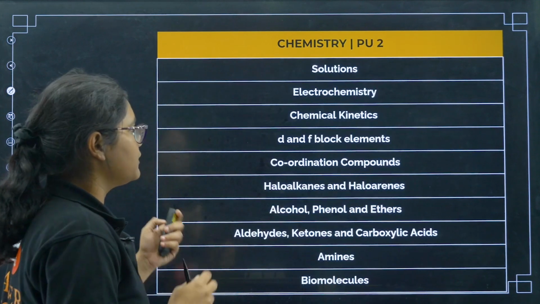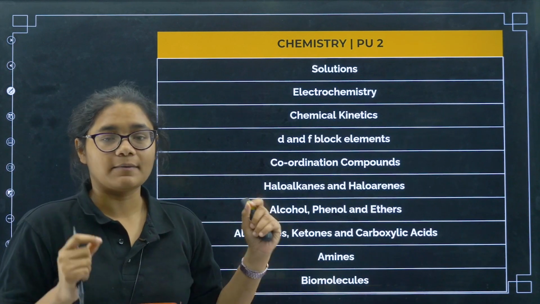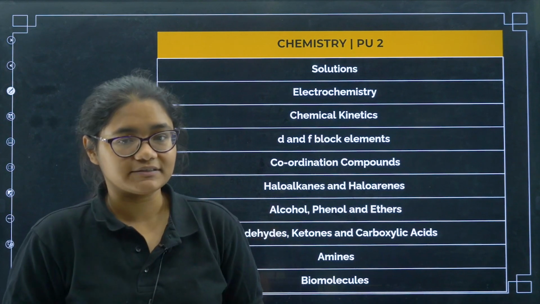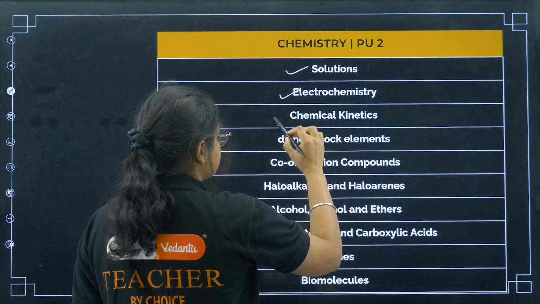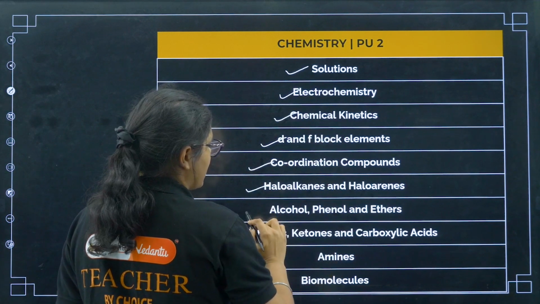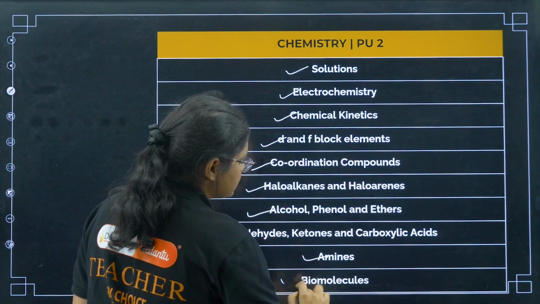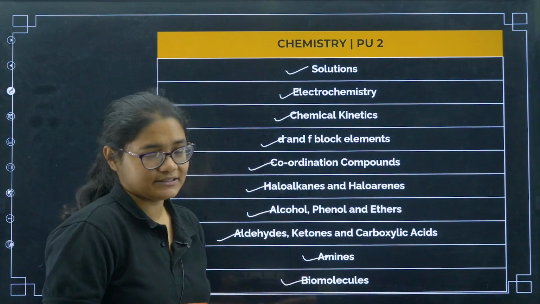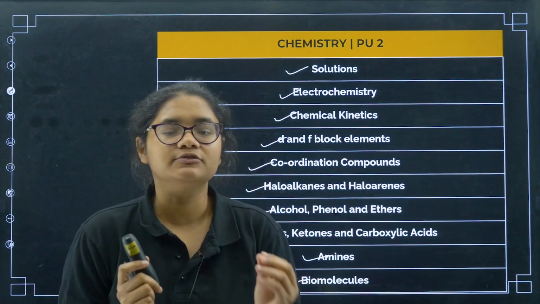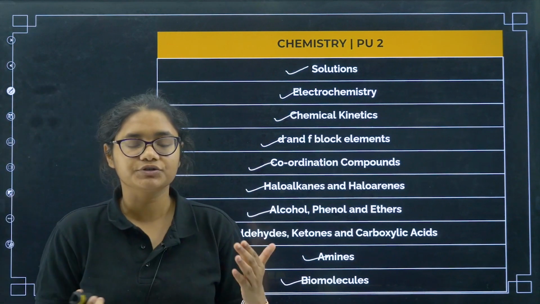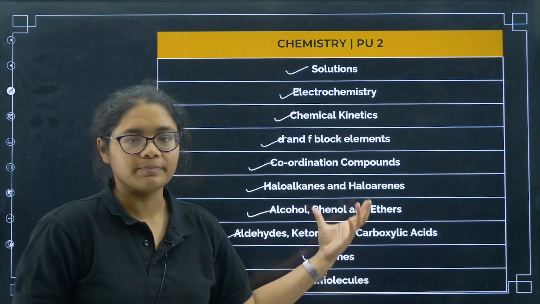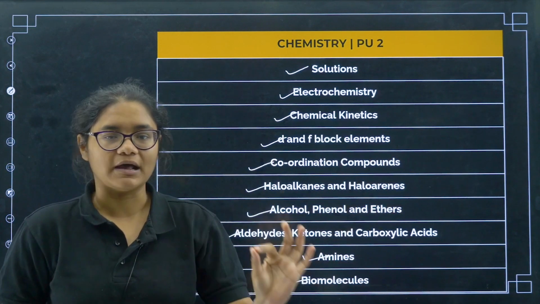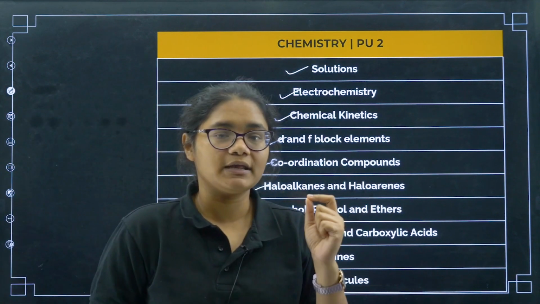Now moving forward, PU2, I cannot say that any of these chapters is not important. All the chapters are equally important because only 10 chapters are there: solutions, electrochemistry, chemical kinetics, D and F block, coordination, haloalkanes, alcohols, aldehydes, amines and biomolecules. So easily you can expect 4 to 5 questions from each chapter, which will account to 40 marks out of 60.